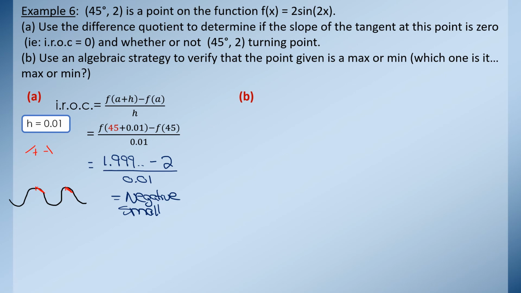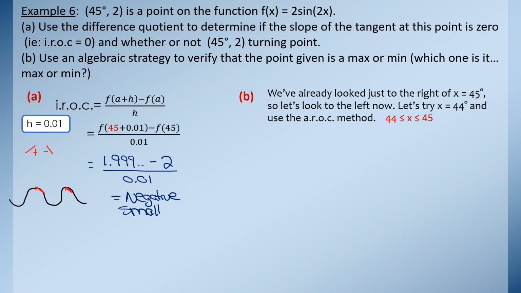Part B is asking us, is it a max or a min? So we're just going to finish this off here. We already looked to the right side of 45 degrees. We did 45.01 here. So now we're going to look to the left side, and I'm going to use a different strategy here. We're going to go all the way to 44 degrees. We're not going to try subtracting 0.01 and using the difference quotient. I just wanted to review one of the methods from our last lesson here.